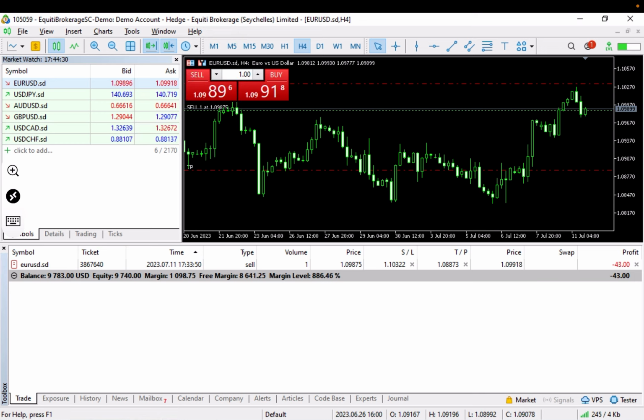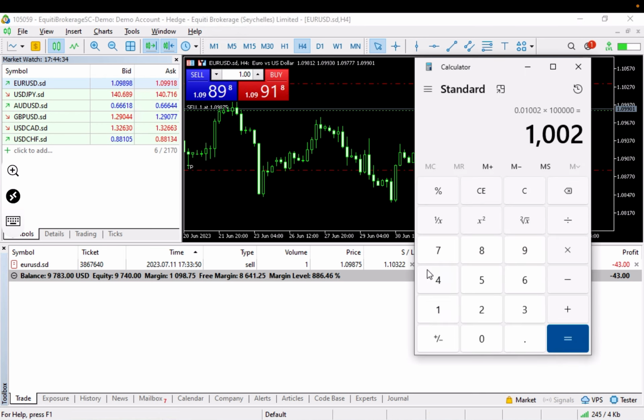So let's forget the pips. Let's talk about points. You can simply multiply the volume into points, and you're going to get the loss or profit. For example, the point difference from this price and this price. Let's forget the complicated calculation in decimal. I simply put 109,875 minus 110,322. The difference is 447 points. And volume 1, so this is what I'm going to lose.